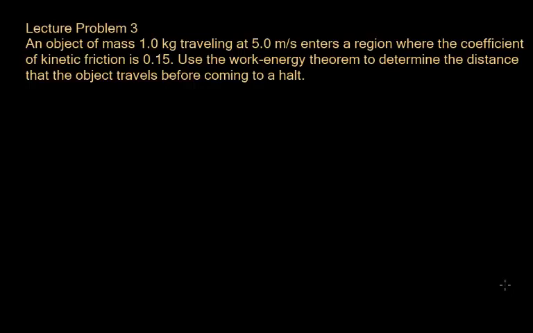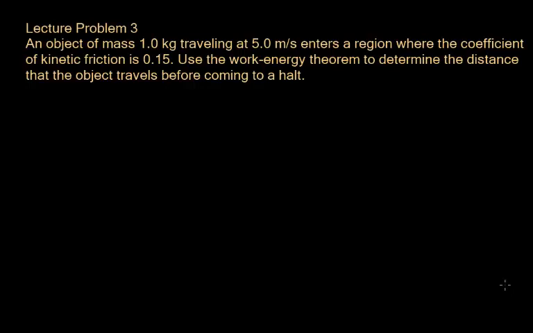Lecture problem 3. An object of mass equal to 1.0 kilogram traveling at 5.0 meters per second enters a region where the coefficient of kinetic friction is equal to 0.15. Use the work energy theorem to determine the distance that the object travels before coming to a halt.